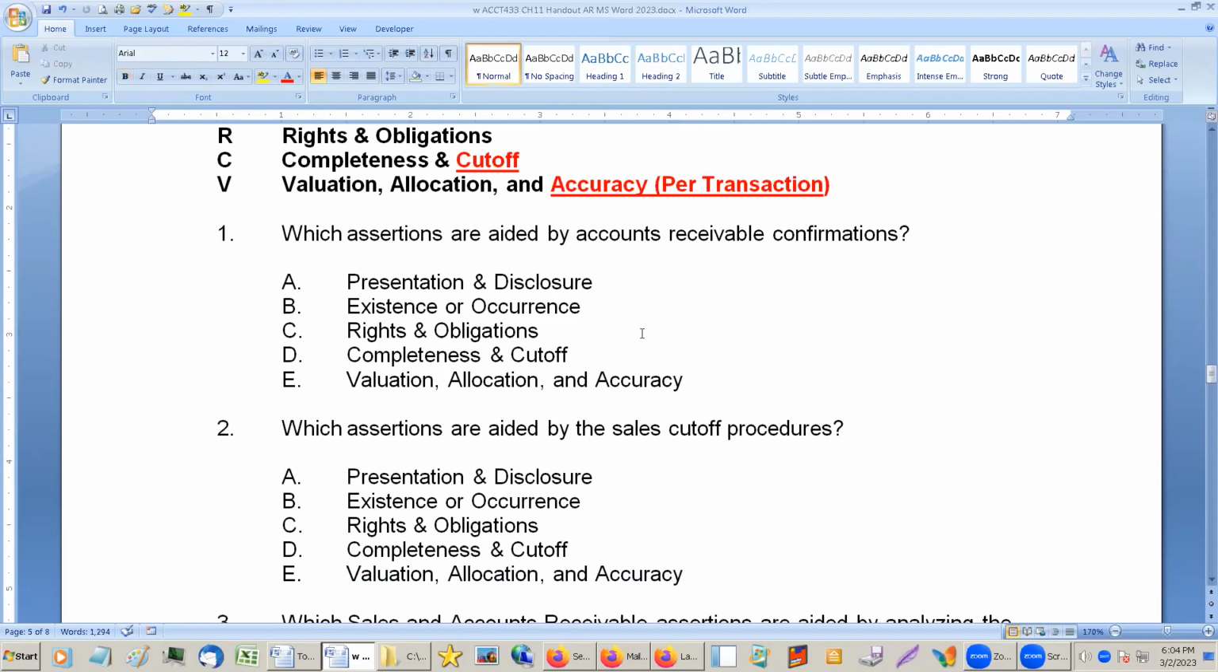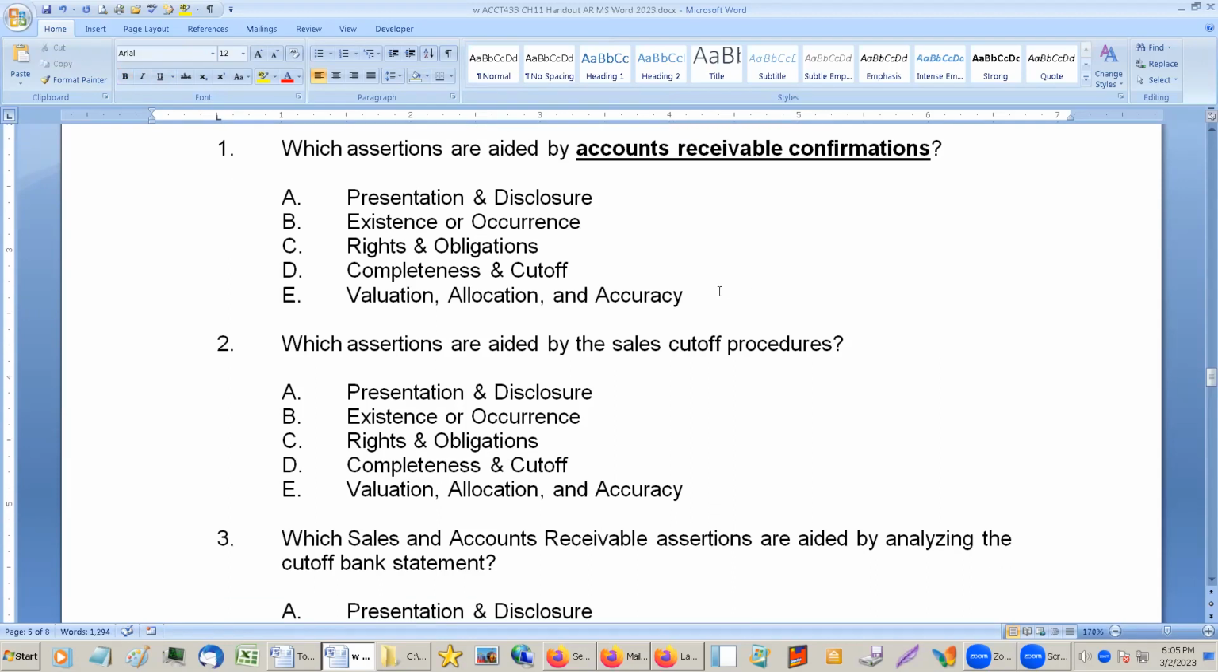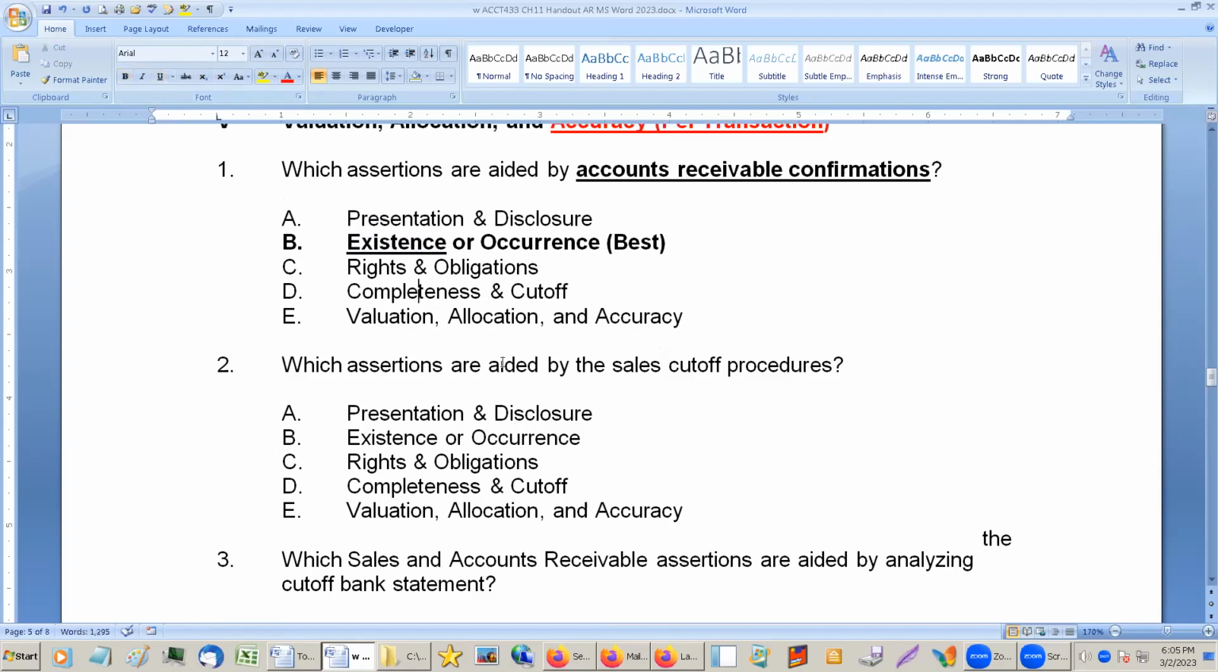Which assertions are aided by the accounts receivable confirmations? Which ones are going to be most likely aided? Is it D? B is the best one. It will tell you if there's an existence of the accounts receivable.